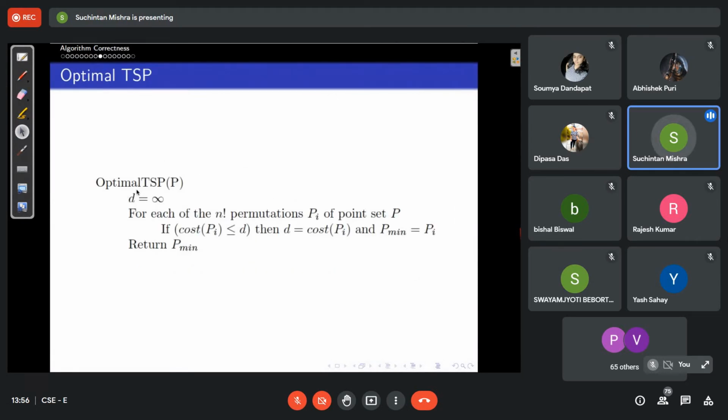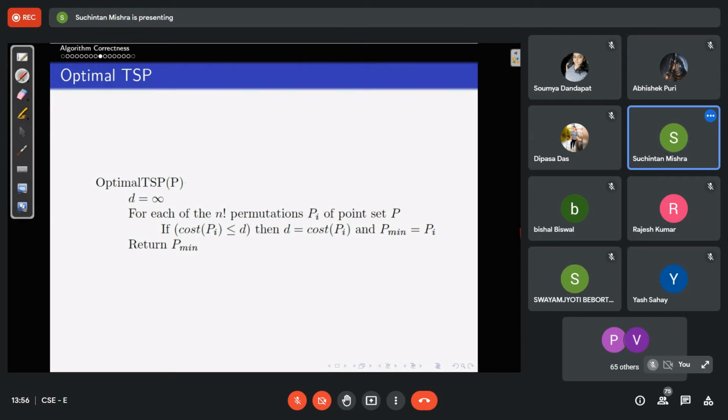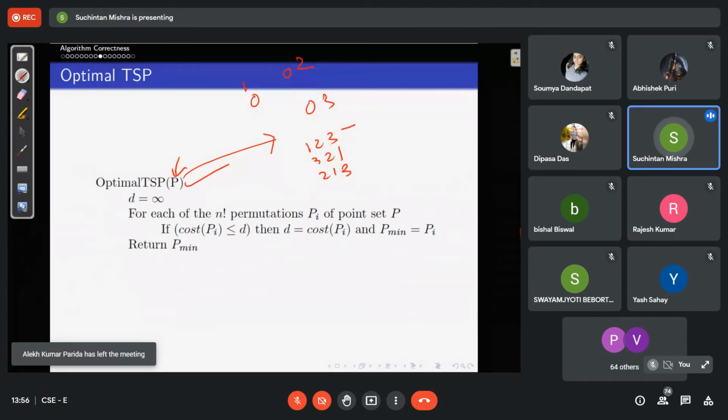Now, what can be an optimal algorithm for this problem? Yes, this optimal TSP, which takes a set of points, follows the brute force method. The given points are 1, 2, 3. What it will do is write 1, 2, 3, 3, 2, 1, 2, 1, 3. It will find the distance here. It will find the distance here.